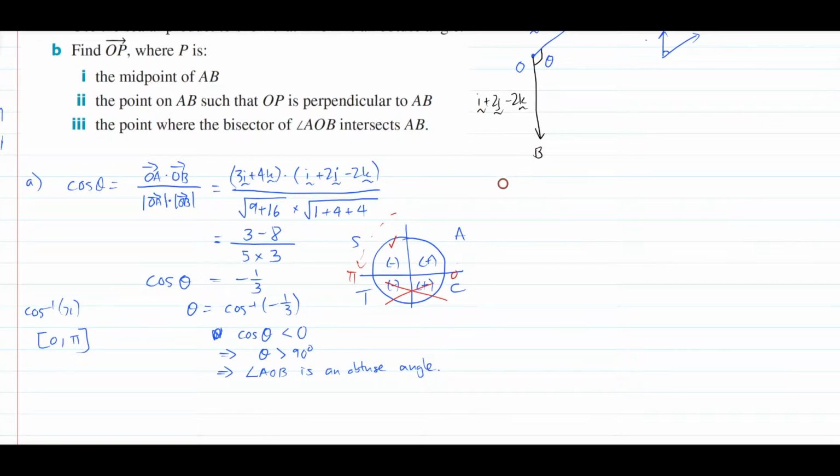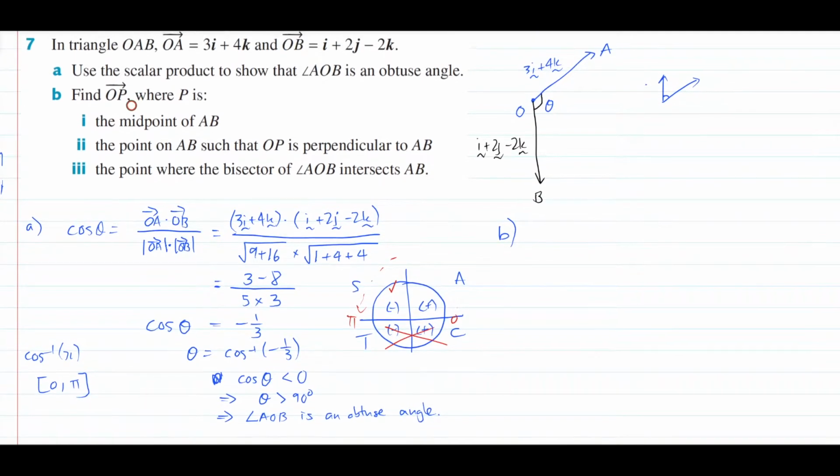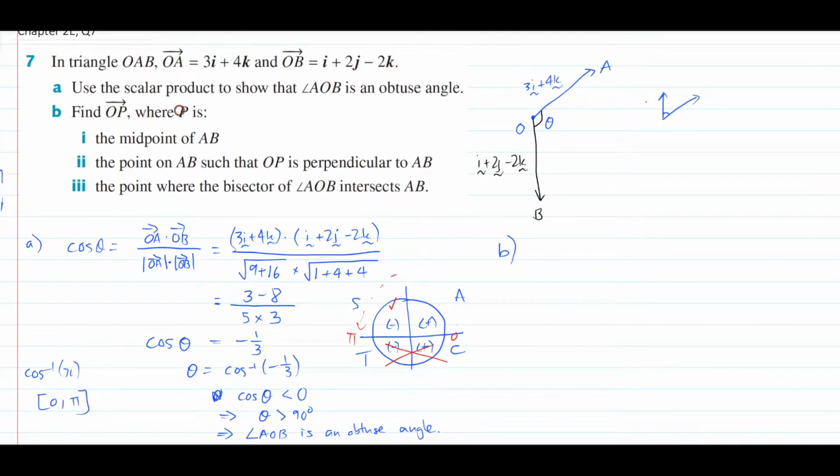Let's move on to part B, the more interesting part. So part B says find OP, so the vector OP, where P is, so that's a point, is the midpoint of AB. So let's look at where AB is first. What is the vector AB? Well, that's just joining A and B together, right? That's it, simple as that. A to B, and we want to find the point P, so that is the midpoint of AB.